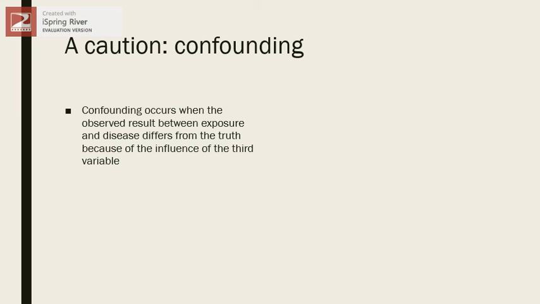One thing to be very cautious about is called confounding, and I wanted to mention this. Confounding occurs when you see an association between an exposure and a disease, but it's because of a third variable that you're not studying.